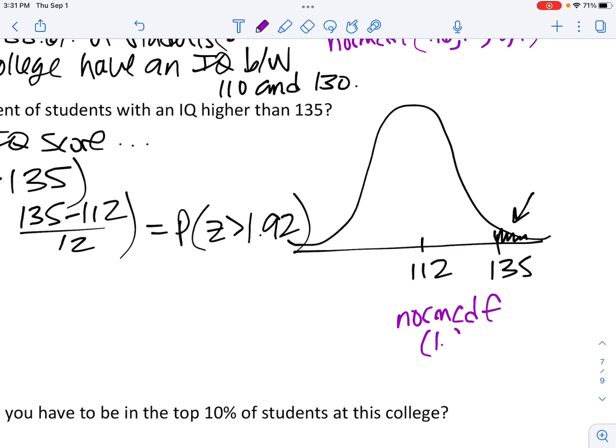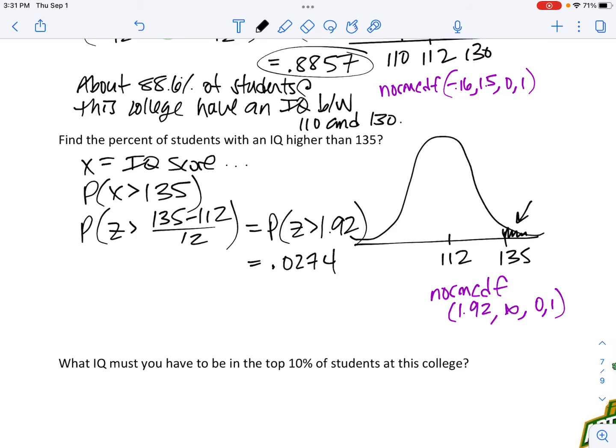Lower bound 1.92, upper bound infinity. Since it's a z-score, we're doing 0 and 1. Yes, you could also put 135 here, shade to infinity forever, and change this to 112 and this to 12. You get the same exact answer. This is going to give us a pretty small percentage, which is 0.0274. I believe I was using the table A to calculate all of these numbers, so your calculators are probably a little bit more accurate, but you still get the point. We're close to 3%, a little bit less than that.